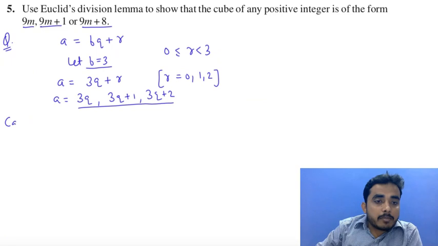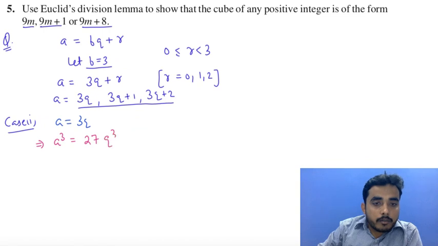So केस बना लेते हैं हम यहाँ पे. केस नंबर 1 में क्या लेंगे हम? a का when a is equals to 3q. So इसका क्यूब ले लेते हैं. So a cube is 27 q cube. Okay, so as q is also an integer, so I can write this as another integer. So a cube will be of the form 9 into 3q cube.